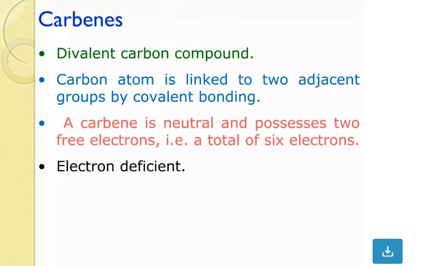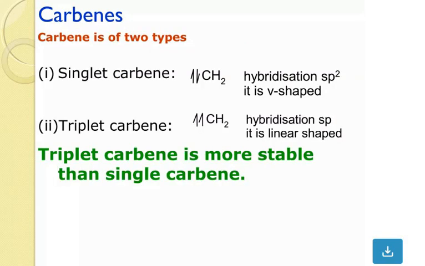Carbene is a divalent carbon compound. The carbon atom is linked to two adjacent groups by covalent bonding. A carbene is neutral and possesses 2 free electrons and a total of 6 electrons, so it is electron deficient. Carbene is of 2 types, singlet carbene and triplet carbene. You can see here sp2 hybridized is V-shaped and sp hybridized is linear. Triplet carbene is more stable than singlet carbene.